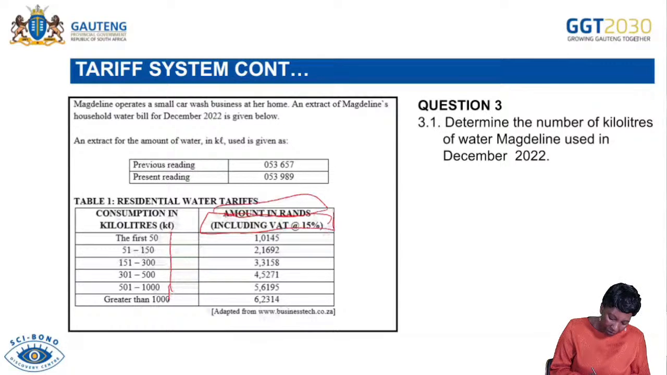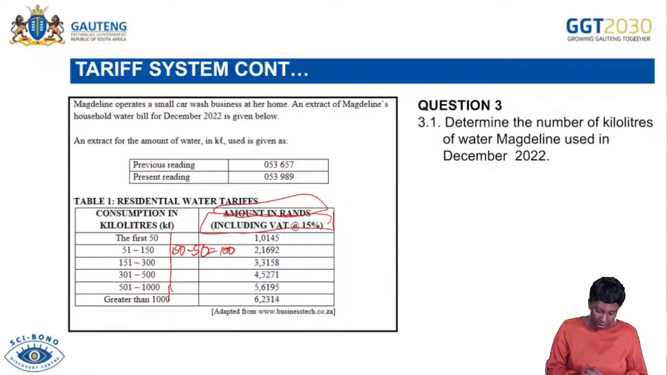Now, if I want to calculate how many kiloliters here, I can simply say 150 minus 50. For me to calculate the kiloliters, I would say 150 minus the 50, it will give me 100 kiloliters. And then if I want the amount, I multiply this 100 kiloliters by the unit price, and then it will give us the amount.